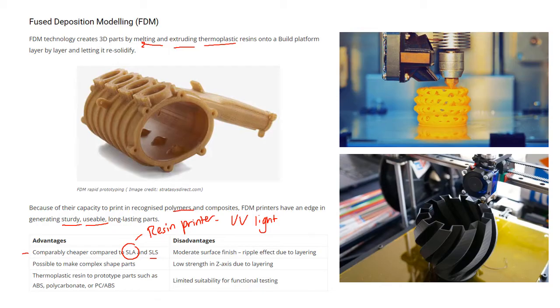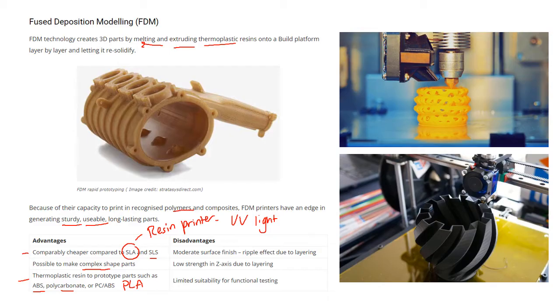You can make complex parts because of the supports that can be put in place. And you can use a lot of different types of thermoplastic. So you can use ABS, you can use PLA like we use, you can use polycarbonate, you can use lots of different types of thermoplastic, so it's quite flexible.